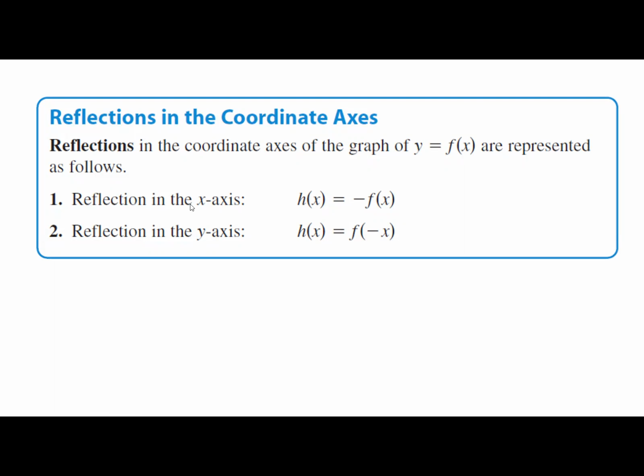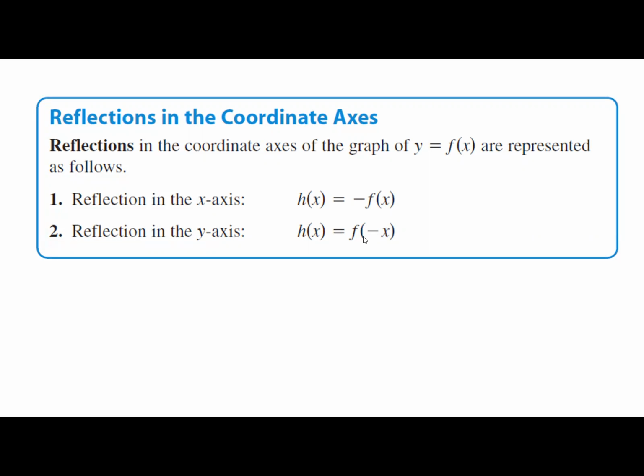So if you have a reflection about the x-axis, the reflection happens when you have a negative totally outside of the function. There's a negative outside of the function, which kind of makes sense because all it does is make all the y values negative. That's all that happens. If you have a reflection about the y-axis, what's happening is that you have a negative that's multiplying the x on the inside this time.